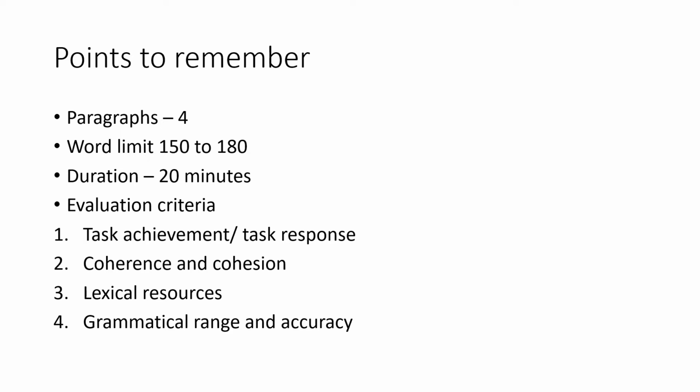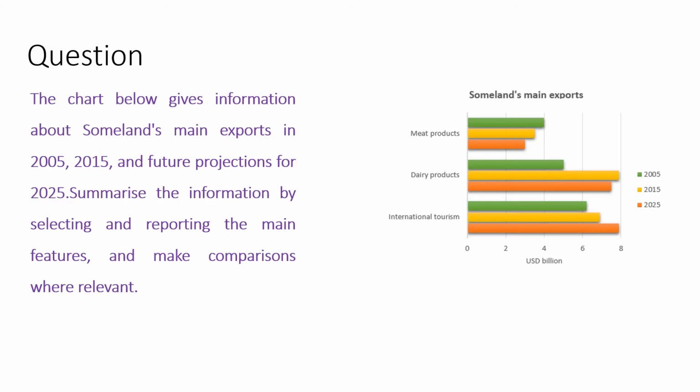Now, let us look at the question for discussion. The question goes like this. The chart below gives information about Somland's main exports in 2005, 2015 and future projections for 2025. Summarize the information by selecting and reporting the main features and make comparisons where relevant.